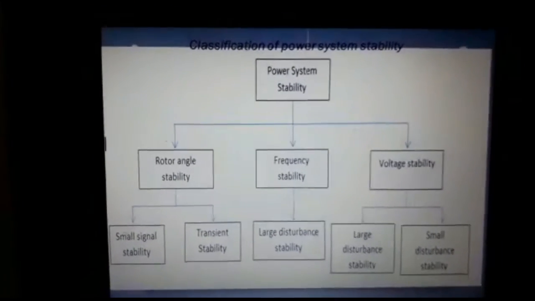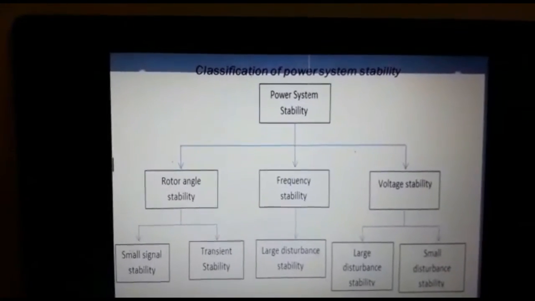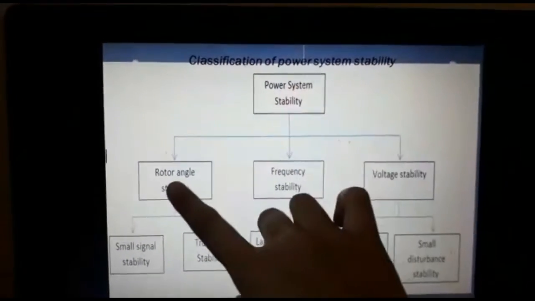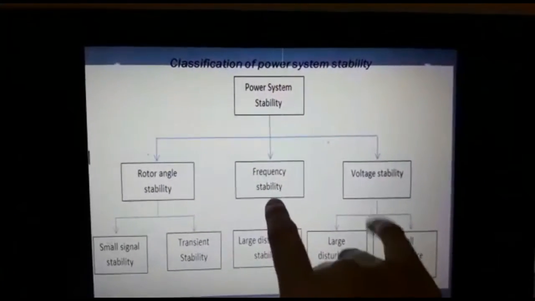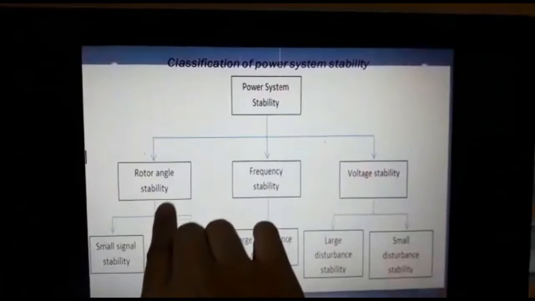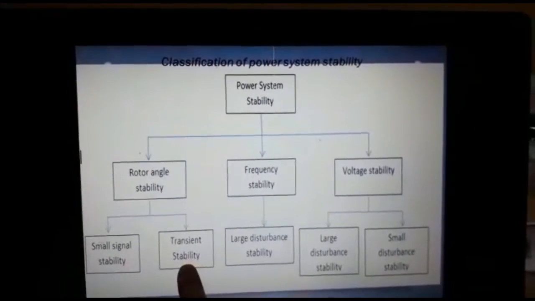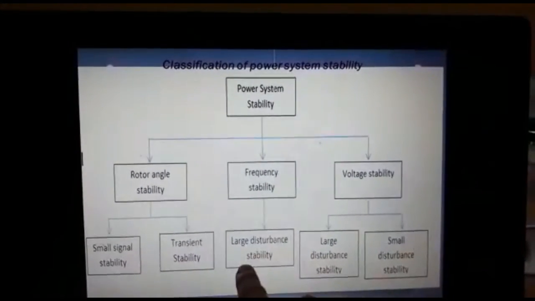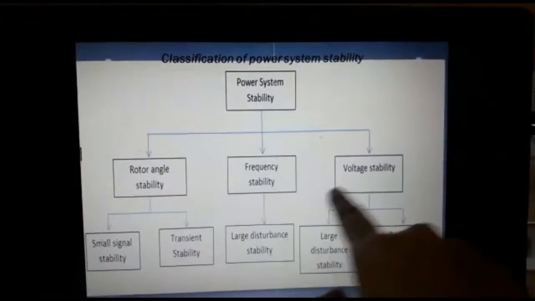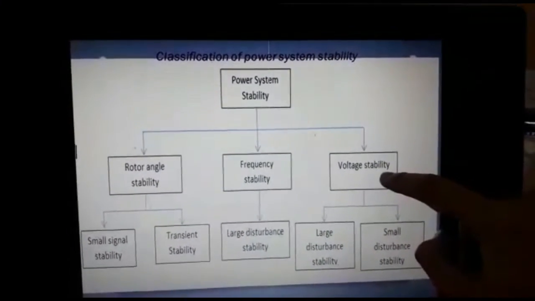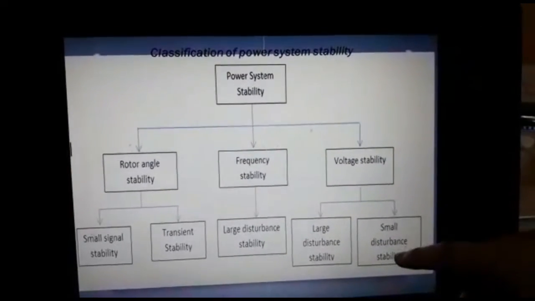Previously, I already mentioned the large disturbance stability and small disturbance stability. Power system stability is divided into three types, which are rotor angle stability, frequency stability, and voltage stability. Rotor angle stability involves small signal stability and transient stability. Frequency stability only involves large disturbance stability. But voltage stability involves both large disturbance stability and small disturbance stability.